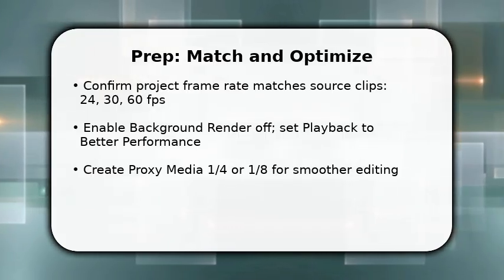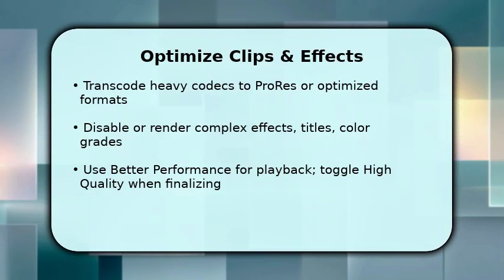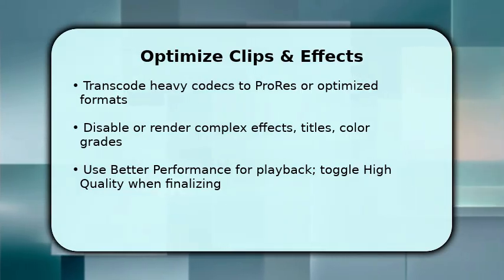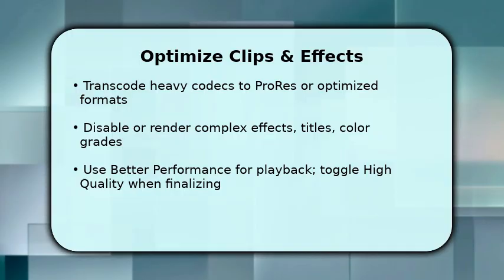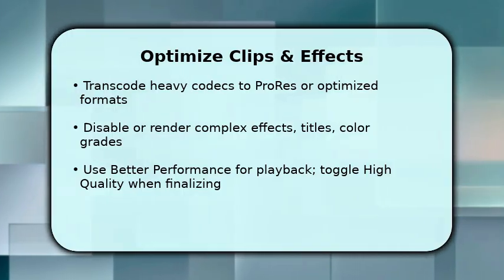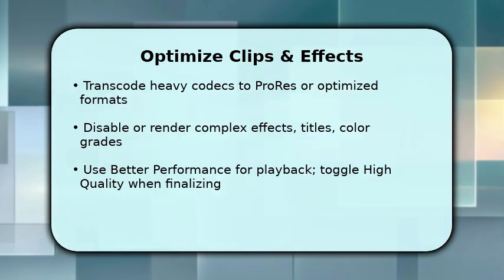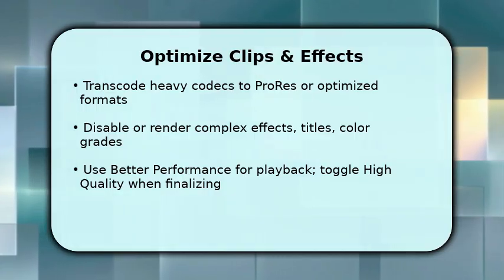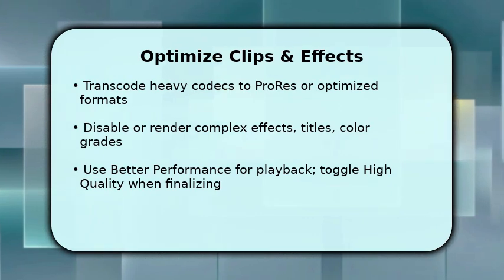Now you transcode problematic clips into a more edit-friendly codec like ProRes because compressed formats cause decoding bottlenecks. Next, selectively disable or render complex effects, stabilization, noise reduction, and heavy color grades so the timeline plays back smoothly. Make compound clips or render sections as needed. Rendering creates playback-ready media. Meanwhile, keep playback on better performance and only toggle high quality when you're ready to review.